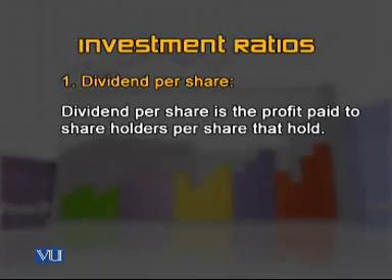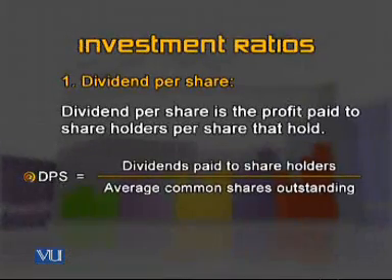So dividend per share is actually the profit paid out to the shareholders per share. Earnings per share was the actual profit on the shareholders' equity, but this works out in the equation as the dividends paid to shareholders divided by the average number of common shares outstanding. The divisor is the same for earnings per share and dividend per share, except you have earnings in the first case, and you have dividends in this case.